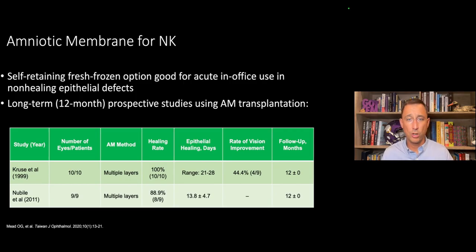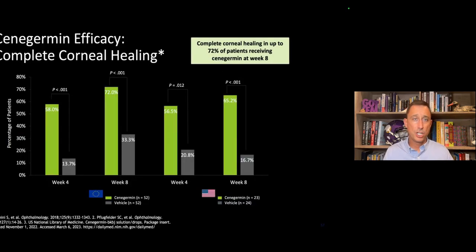These things work. Older studies, but you see 10 out of 10 healing, 100% healing rate in the one study. You see 8 out of 9 in the other one. And so don't be shy about placing amniotic membrane grafts in your patients with neurotrophic keratitis.